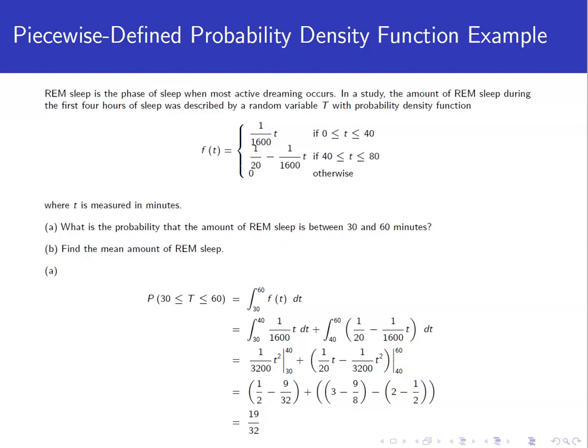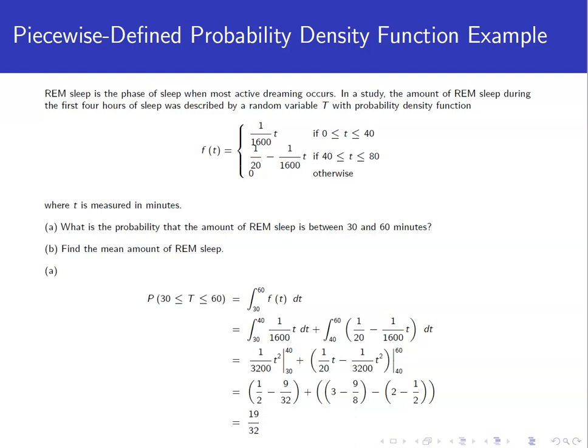In this video, we're going to look at an example of a probability density function that's given to us as a piecewise-defined function. The setup here is that the amount of REM sleep during the first 4 hours of sleep is described by this particular probability density function.